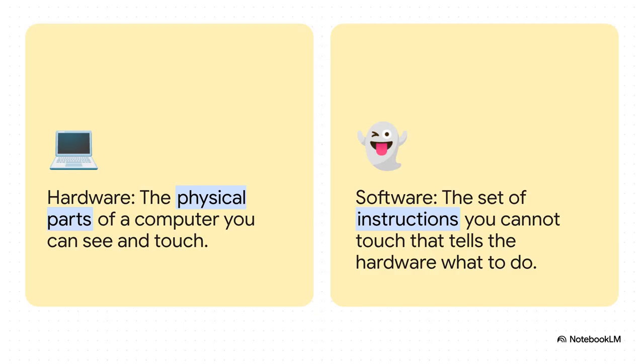Okay, so let's get right to it. At its very core, every computer is really made of two totally distinct but deeply connected worlds. First up, you've got the hardware. That's all the physical stuff, the parts you can actually see and touch. And then you have the software. Think of it as the ghost in the machine, the untouchable set of instructions that tells all that physical stuff what to do.